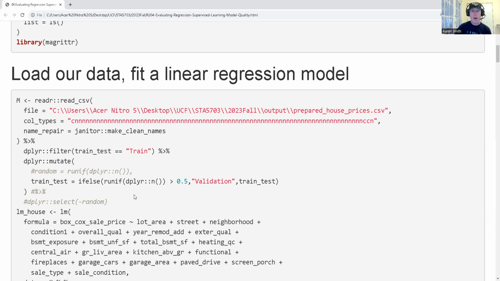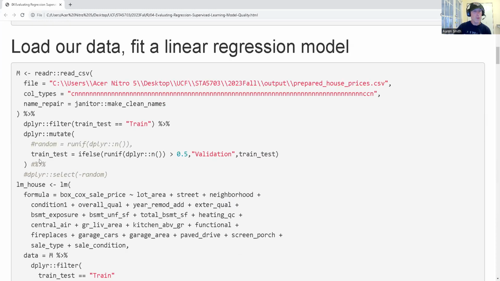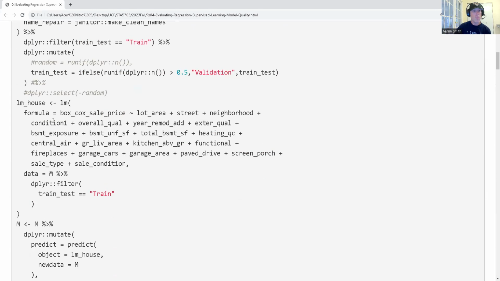And to do that, I am using a random number generation. And standard uniform is being generated here for the number of rows in my data set. If the random number is greater than 0.5, then it's validation. Otherwise, it's a train. Well, it'll be tested if the data set is test. All right, so I could actually get rid of this as junk code. Then I'm going to fit the model.